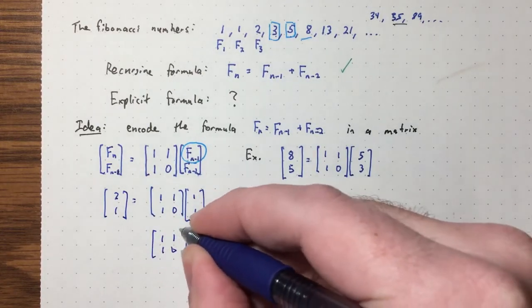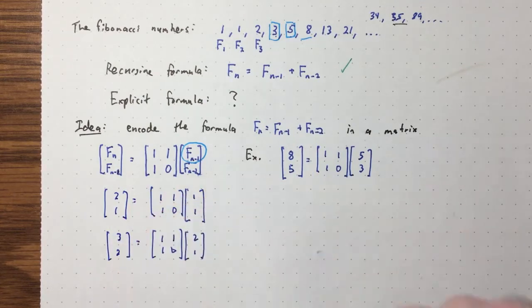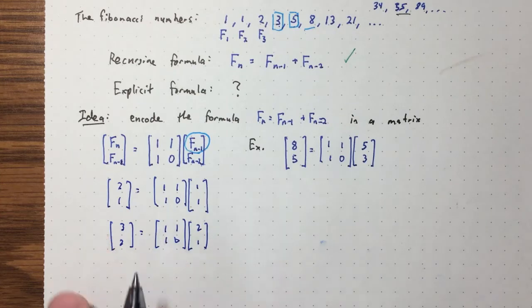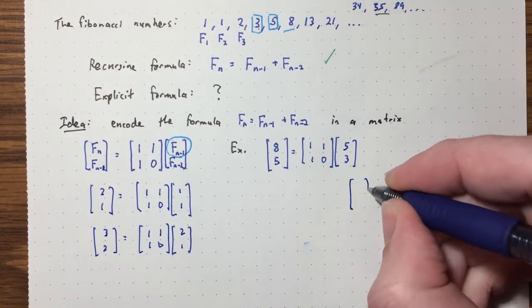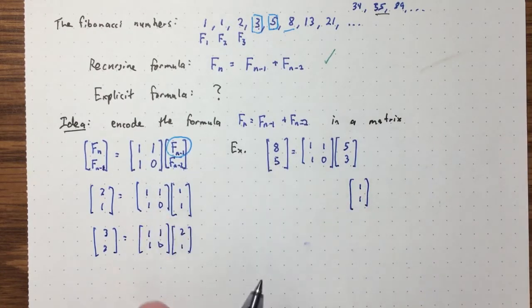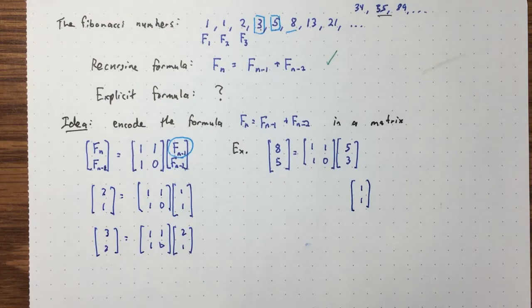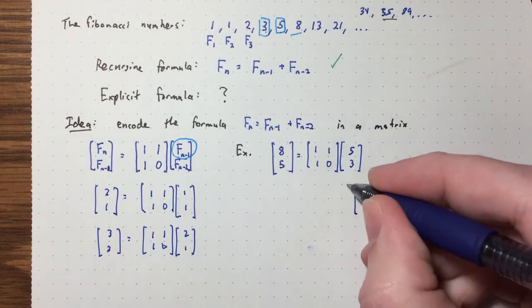What should I get? I should get the next 2, 3, 2. And then if I do it again, I should get 5, 3, and then 8, 5. So what's going on here is if I do 1, 1, and then I multiply by this matrix on the left some number of times, this is where the power of a matrix is coming in. So let's say I want to get to 8, 5. How many times would I have to multiply it by?